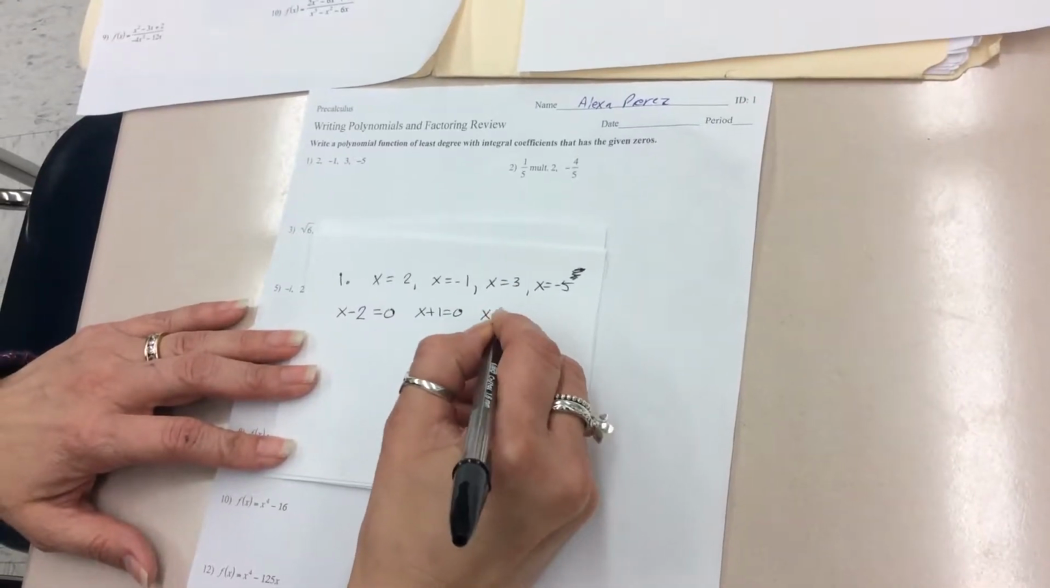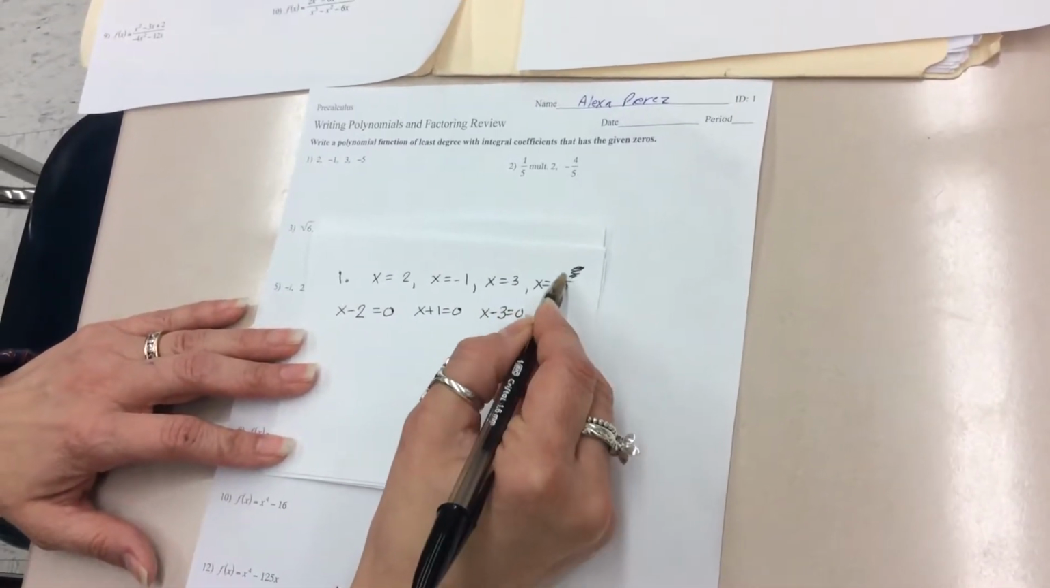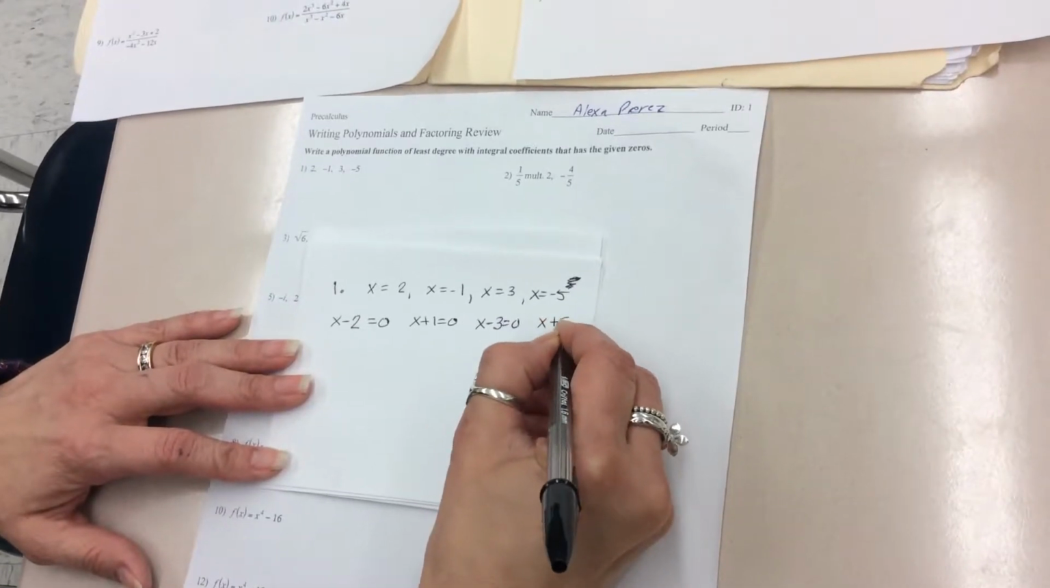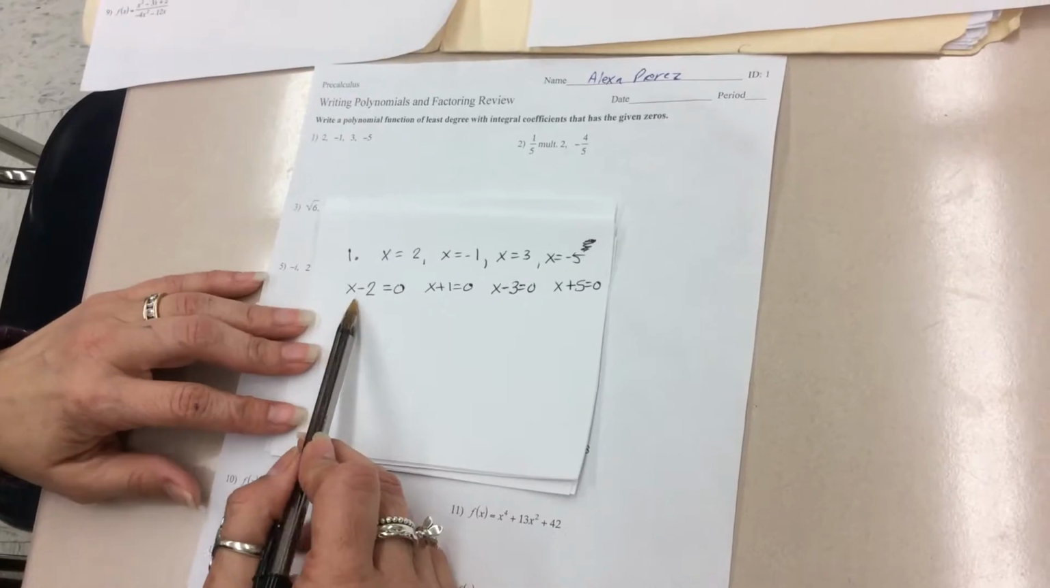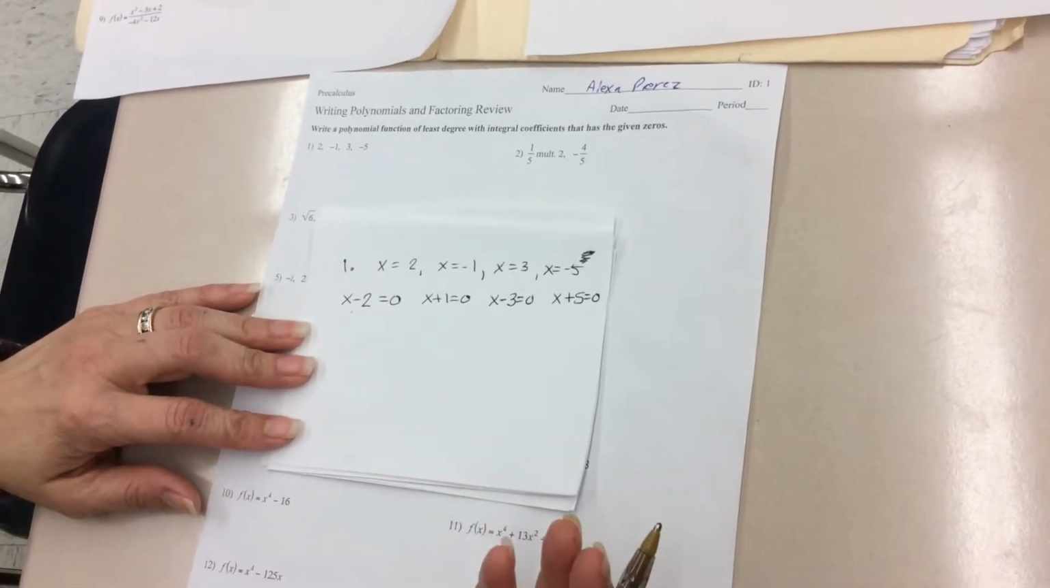3 over, and I'm going to have x minus 3 equals 0. I'm going to move this negative 5 over, and x plus 5 equals 0. Okay. So now what I'm going to do is multiply all of these out. I'm going to use what's called the zero product property.